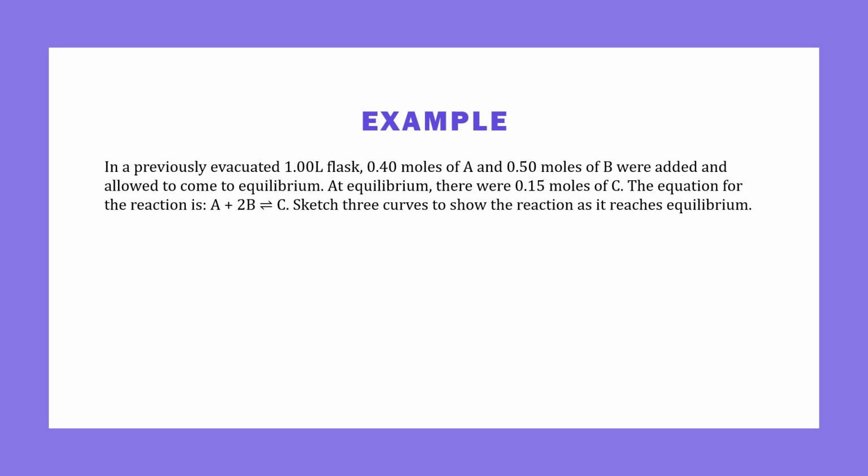Okay, so in this one, in a previously evacuated 1 liter flask, so it's an empty flask, we've got 0.4 moles of A and 0.5 moles of B were added and allowed to come to equilibrium. At equilibrium, there were 0.15 moles of C. And the equation for the reaction is A plus 2B yields C. Sketch 3 curves to show the reaction as it reaches equilibrium.